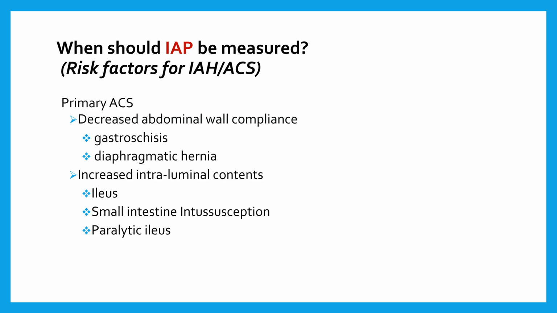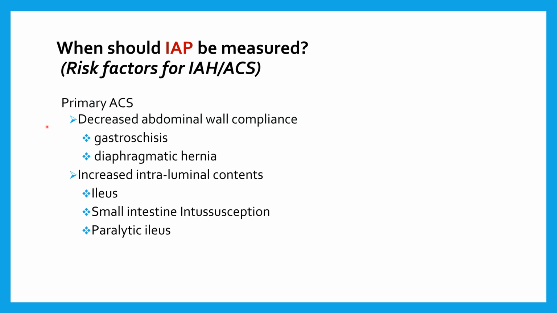So okay, we have a unit with 8 patients. In which patients do we have to measure the intra-abdominal pressure? In all patients? No, we don't have to do that. It's a waste of resources, but we have to do it in patients with risk factors for intra-abdominal hypertension and abdominal compartment syndrome. Which category of patients has risk factors? We'll divide, as we said before, into primary, where we have the problem in the abdomen, or secondary, where we have a systemic problem.